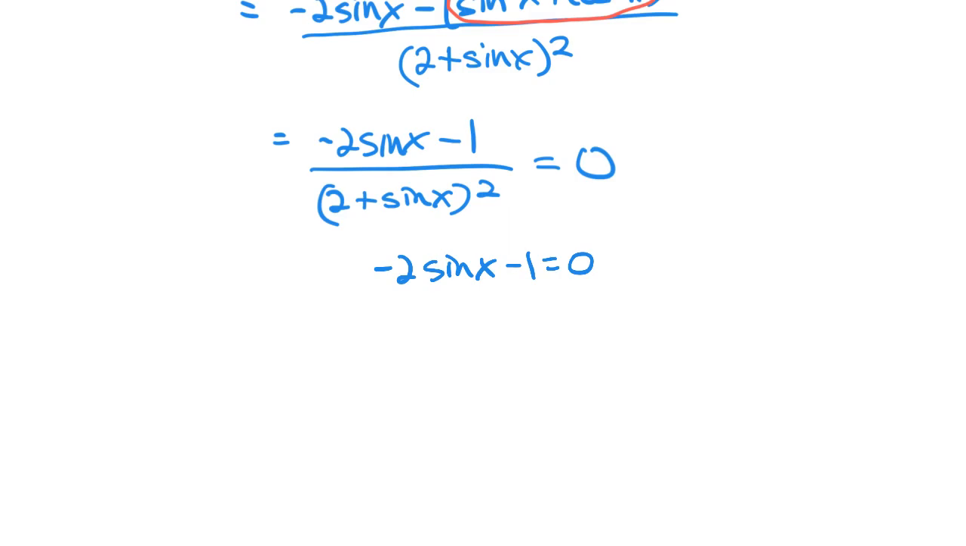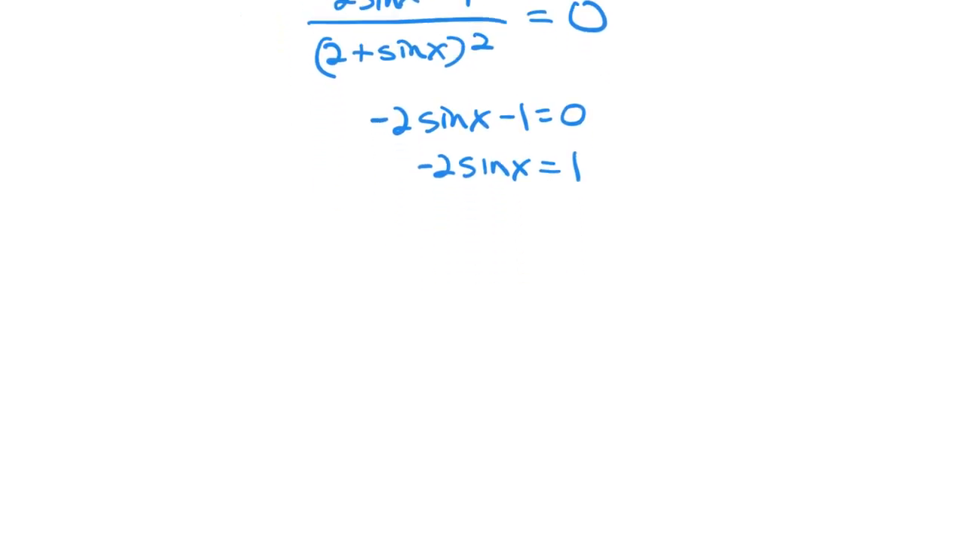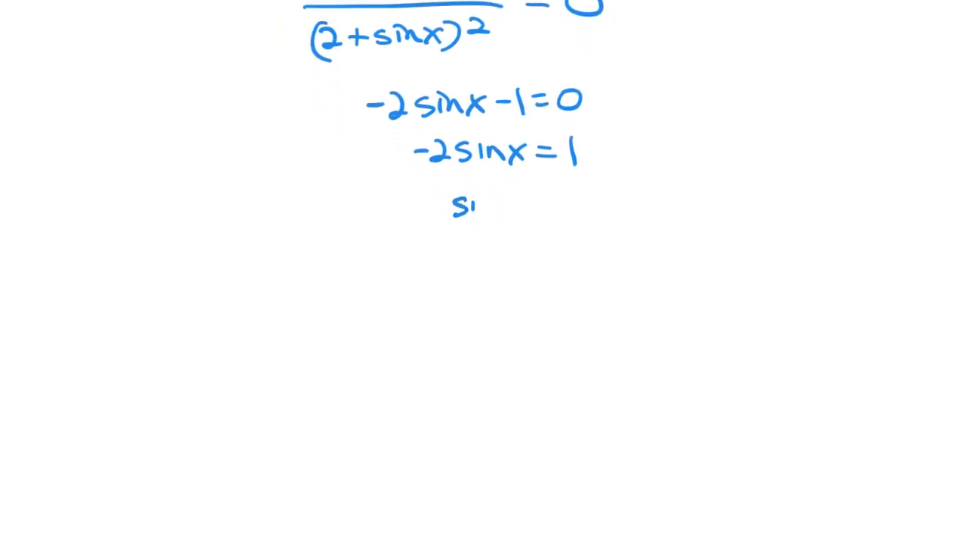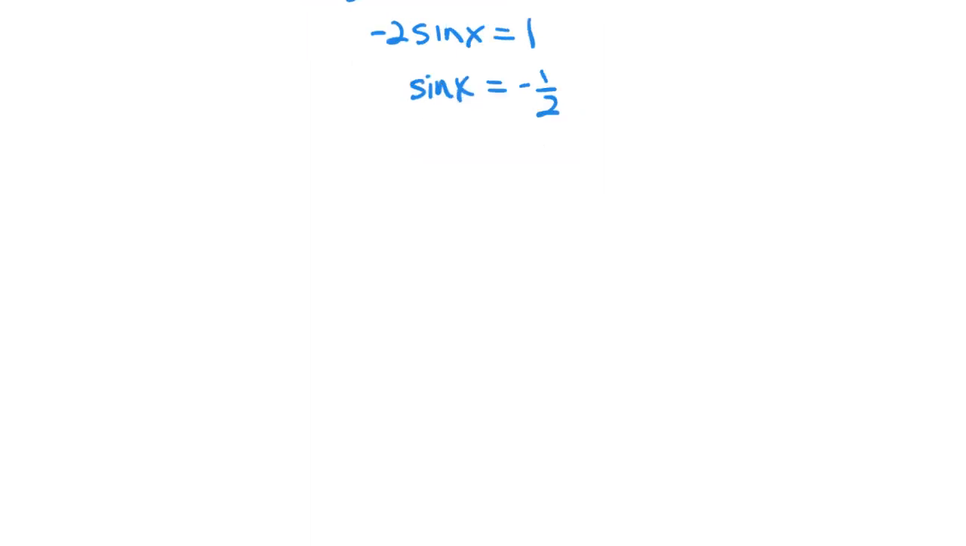So if I add 1 to each side, I get -2 sine of x equals 1. Divide by -2, and we will get sine of x equals -1/2. And then we have to solve this equation. So to solve this one, we need to think about, where is sine a negative number? Where is sine negative? So think about quadrants where sine is negative.